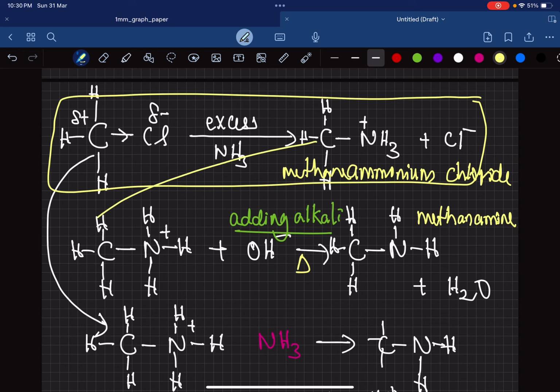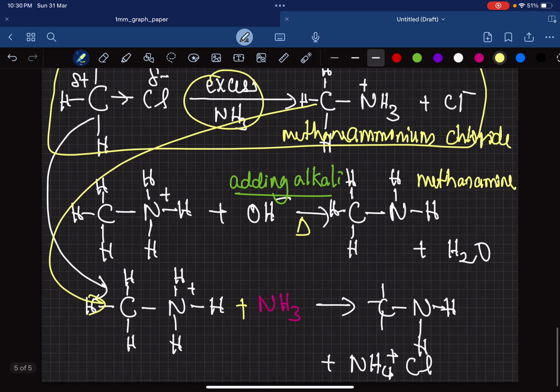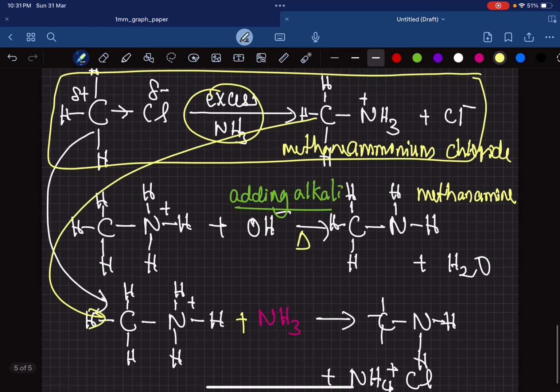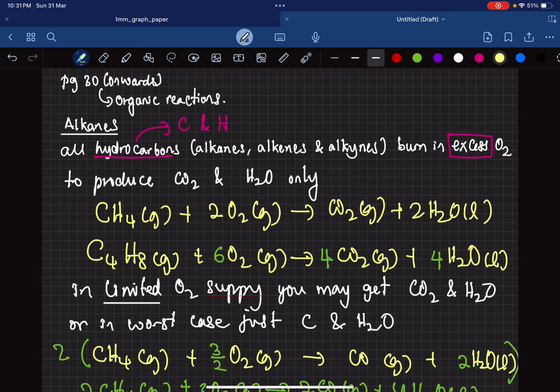Or you take this guy here and react him with the excess ammonia, because remember earlier we said excess ammonia. Then you end up getting the same thing: methanamine, but you also get ammonium chloride, because the chloride came from the first part here. So that would conclude the reactions of alkanes. The next thing we'll be looking at is the reactions of alkenes.